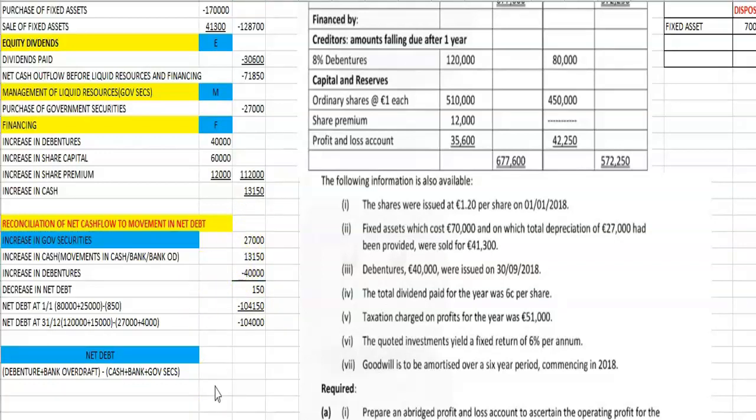And that brings us to the end of the higher level 2019 100 mark question on cash flow statements.